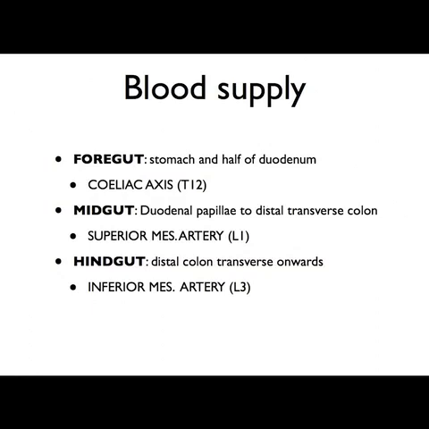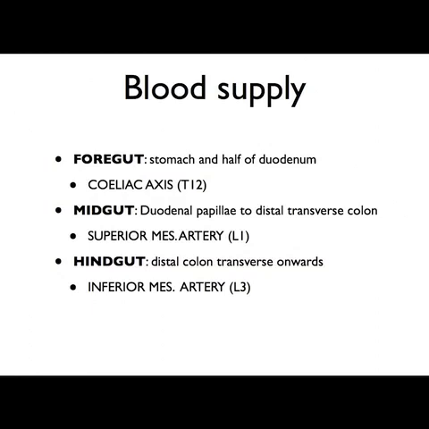Blood supply of the lower GI tract: you can split it into the foregut, which is the stomach and half the duodenum, to the duodenal papilla, which is in D2, and that's supplied by the celiac axis, which is at the level of T12. Then you've got the midgut, which is from the duodenal papilla to the distal transverse colon, near the splenic flexure, and that's all supplied by the superior mesenteric artery.